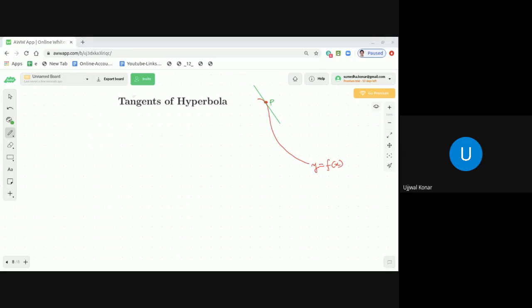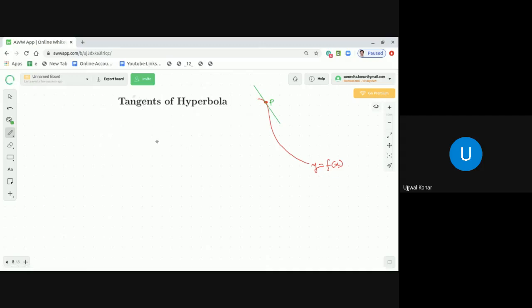Now, in context to our discussion, we have the equation of that hyperbola. The standard equation of the hyperbola is what? x squared by a squared minus y squared by b squared equal to 1. Correct, my dear students? So x squared by a squared minus y squared by b squared equal to 1 be the equation of a hyperbola.